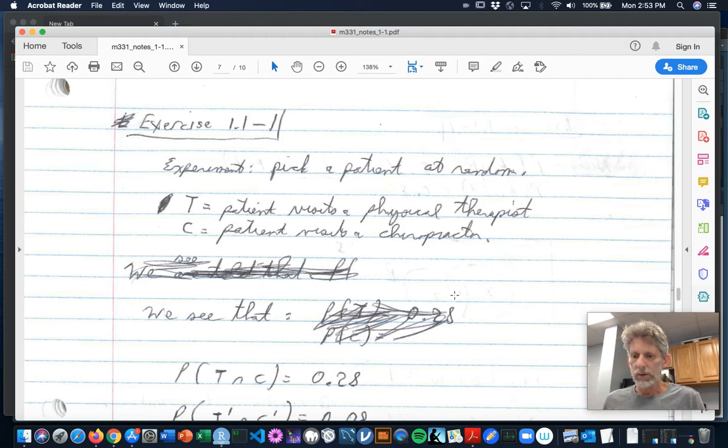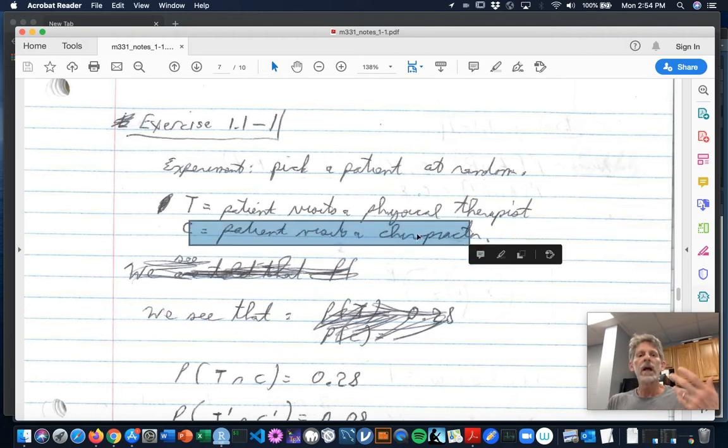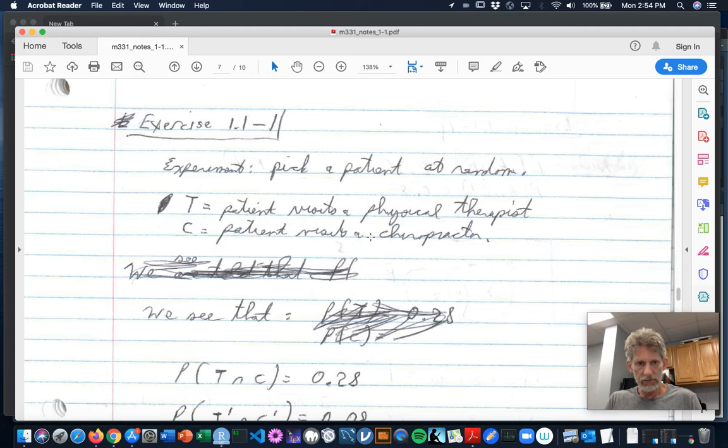Okay, so they got a probability question. Let's set up what's our random experiment. Our random experiment is picking one of these patients at random. Everybody has an equal shot at getting picked. That's how I'm taking the word at random. Okay, and let's set up a couple of events. Let's let T be the event that the patient visits a physical therapist. Let's let C be the event that the patient that we randomly picked visits a chiropractor, okay?